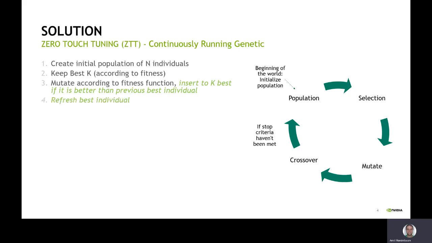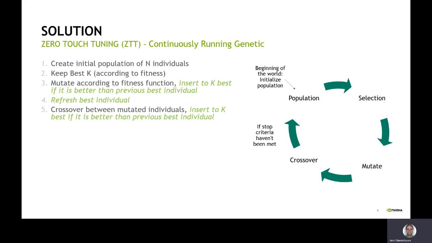Then we do a step that is called refresh. This means that we actually recalculate the score of the best performing individual, because as the traffic patterns change, the score of the best performing individual might be completely different. And since we use it to insert new individuals into the population, we need to recalculate it for the algorithm to perform faster.